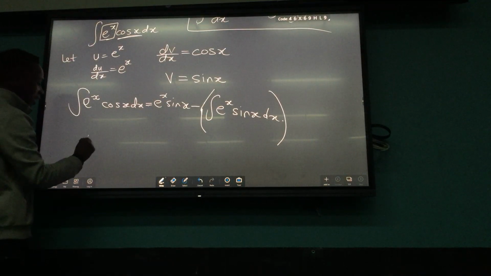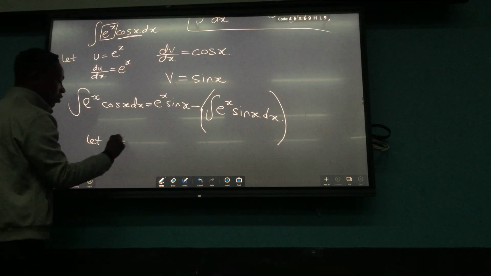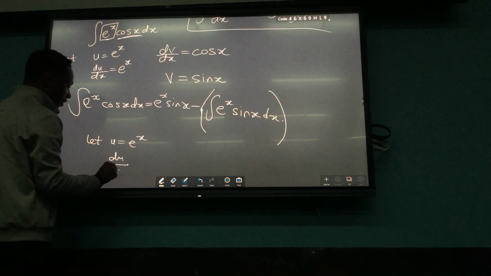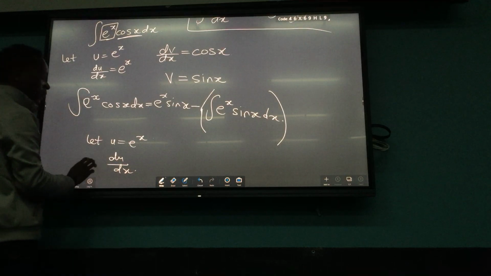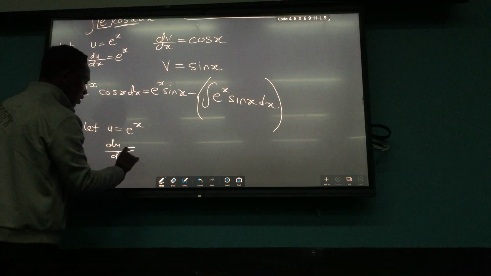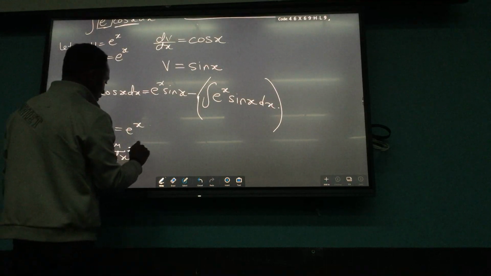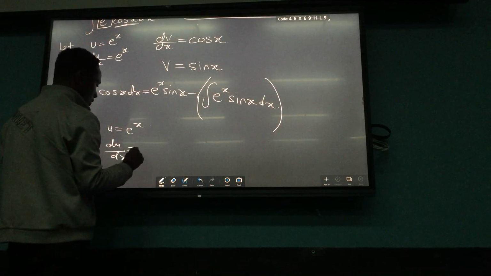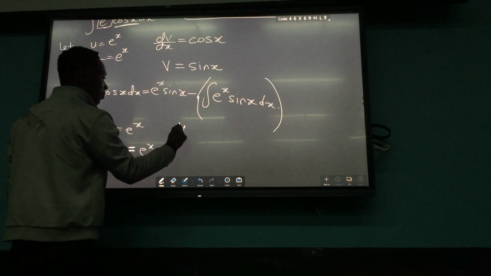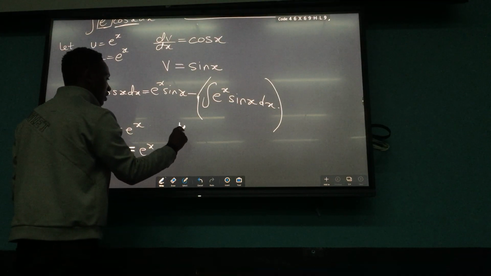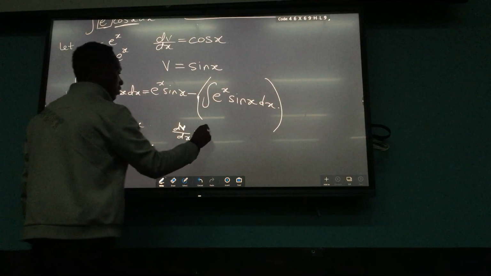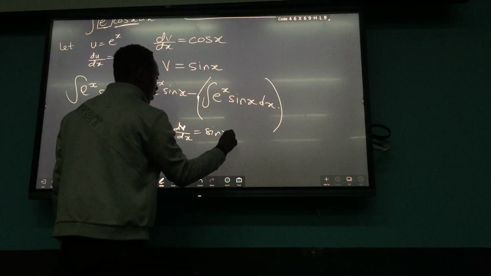So we're going to say let u equal e to the x, du over dx. As I said from the beginning, maintain your u to be e to the x so that you don't get confused. So du dx equals e to the x. dv dx becomes what we didn't pick as our u, so dv dx equals sine x.